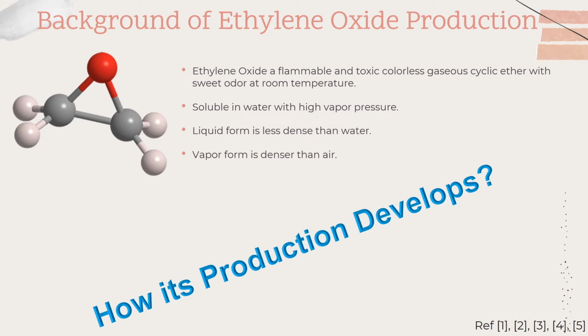Its chemical structure is of a cyclic ether with a sweet odor at room temperature. It is soluble in water with high vapor pressure, and in liquid form it is less dense than water, but when in vapor form it is denser than air.